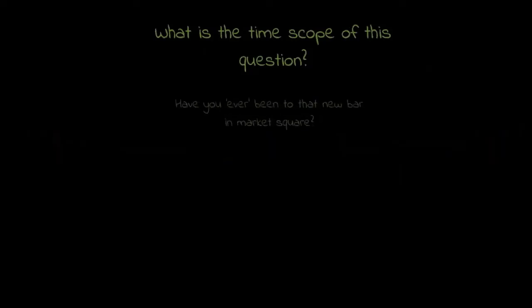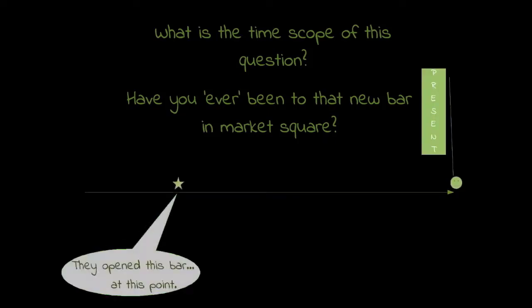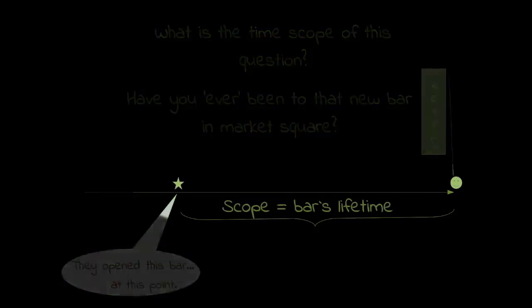And now let's investigate the time scope of the last question. Have you ever been to that new bar in Market Square? In this example, many people might be tempted to think that the scope of time is also their lifetime, but it's not. This point here still represents the present moment, whereas this one actually represents the point in time at which they opened the bar, which means that the time scope this time is actually the bar's lifetime. And that's the only difference between the first two questions and this one, time scope.